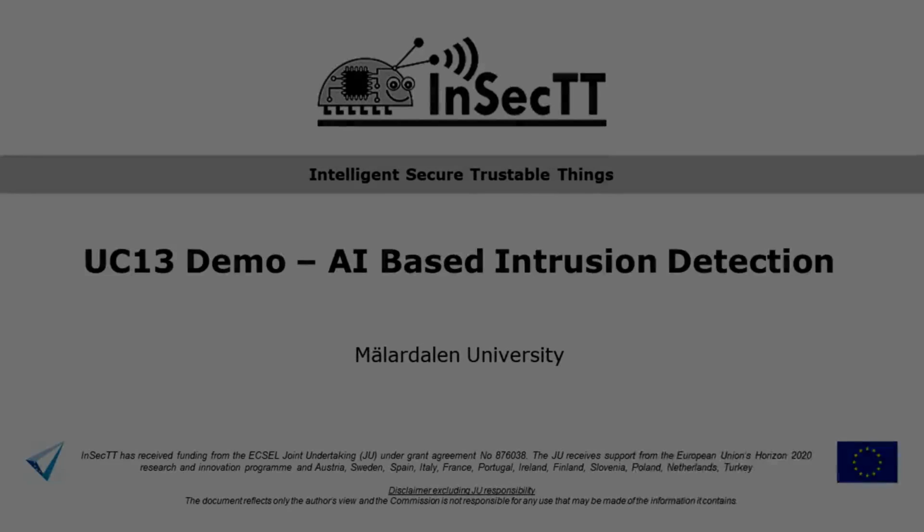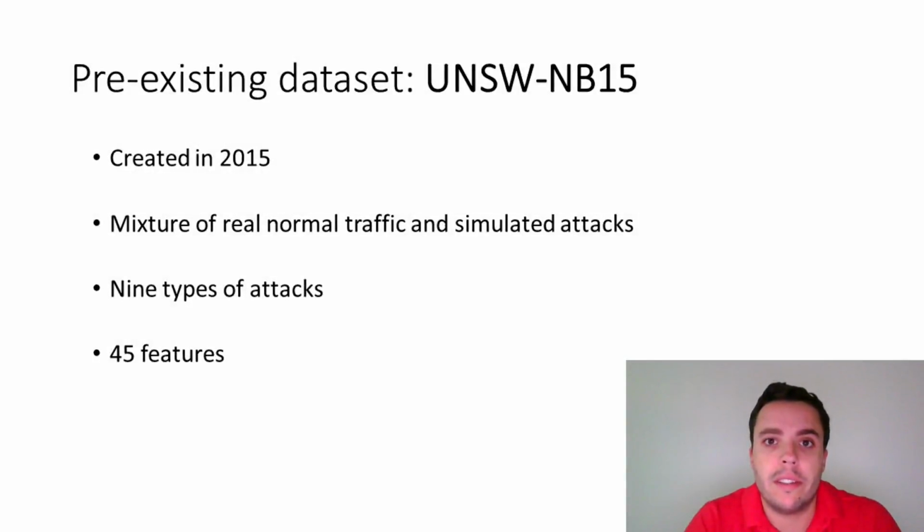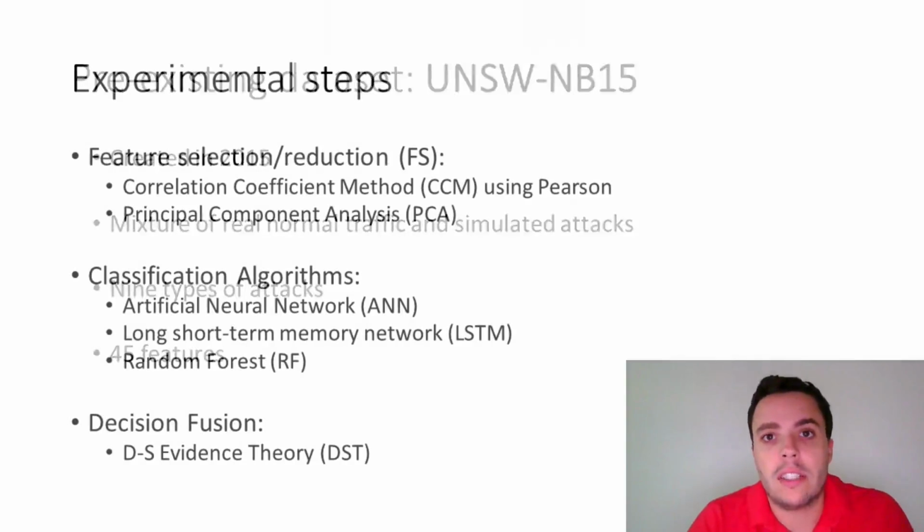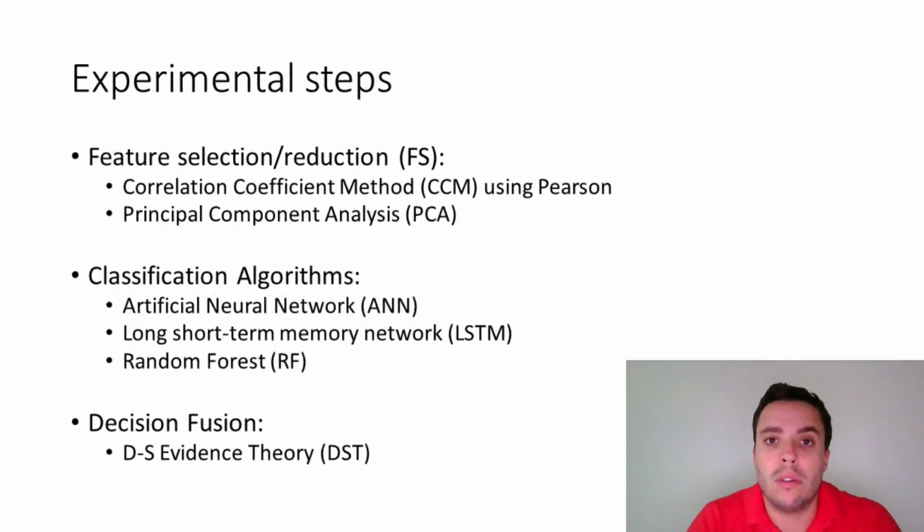HMI2 can send commands to modify controllers, such as changing set points or forcing the state of the actuators. As you can see here, we use a pre-existing dataset. First, we started with some feature selection or reduction, depending on the method. We use 2 of them: the correlation coefficient method using Pearson, CCM, which is a feature selection to decide which features to use and which ones not to use. And then we have also applied principal component analysis, which will do a feature reduction. After applying one of these 2 methods or none of them, we will use a classification algorithm, which can be an artificial neural network, long short-term memory network, or random forest.